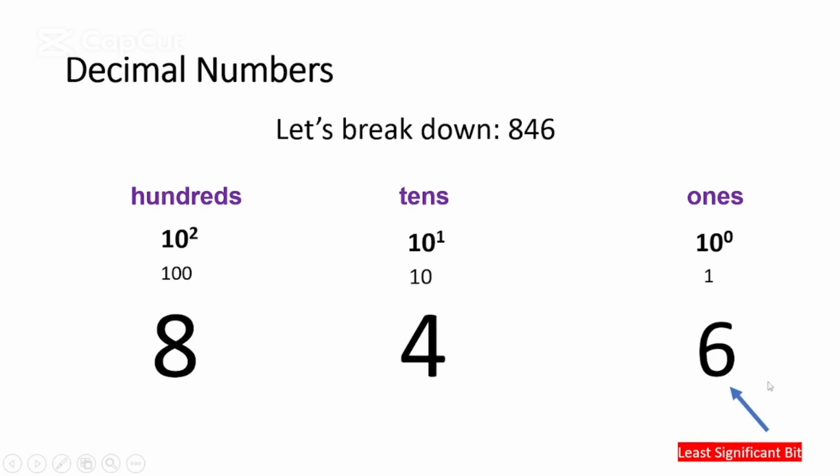6 here is the least significant digit, as it carries the least place value. And the 8 here is the most significant digit, as it carries the highest place value.